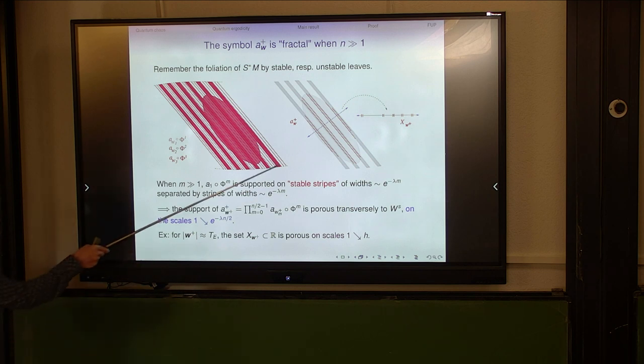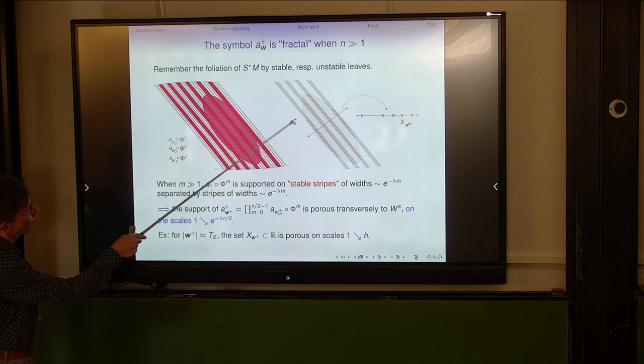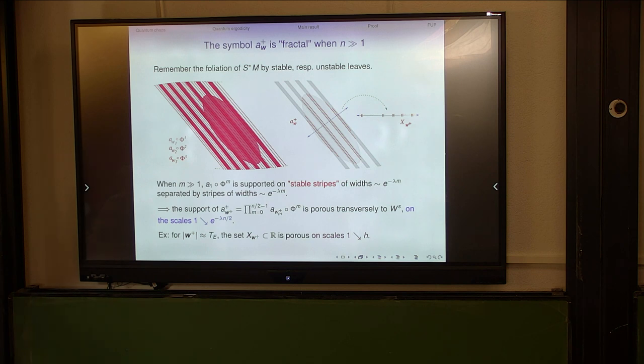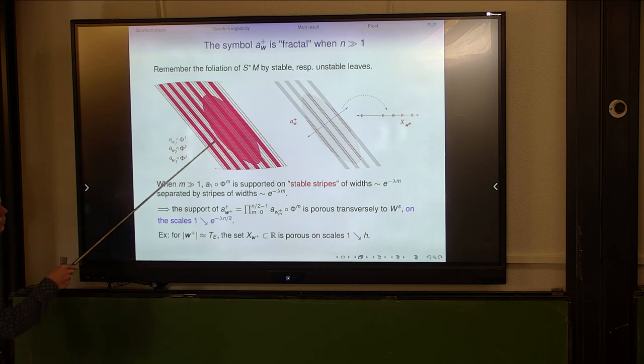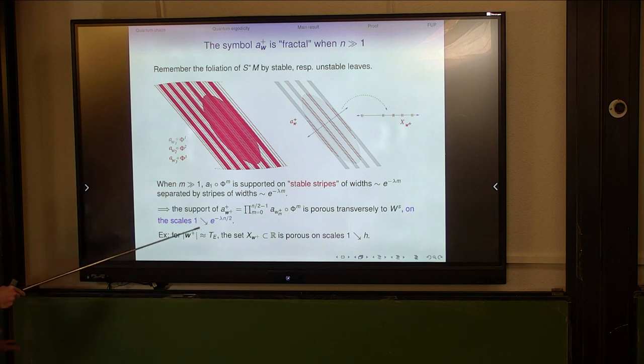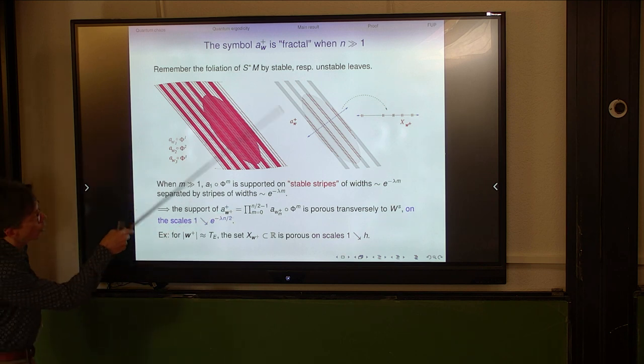Okay. So this is the support of A_W^+. And you see that it looks like it has a fractal structure, because it's an intersection of stripes of many different scales, starting from scale 1 to scale e to the minus lambda n, or lambda n over 2, because I go up to time n over 2. And of course, along the stable direction, it's very smooth.